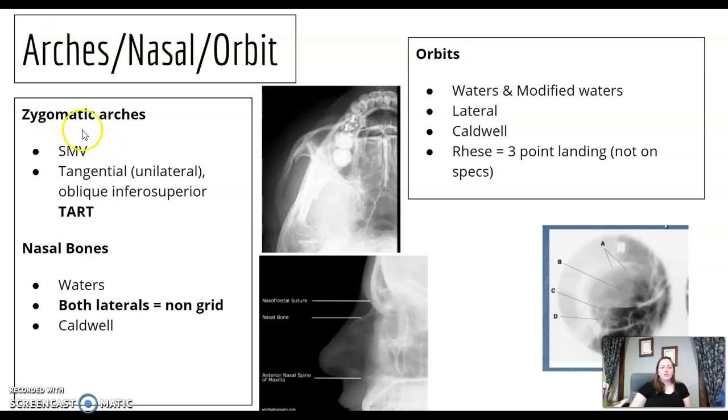Arches, nasal bones, orbits. I think you would see very minimal, if any, on this, but it's definitely review. So for the zygomatic arches, you're going to be in that SMV position, and I use TART, so turn away, rotate towards. Nasal bones, Waters, Caldwell, you're going to do both laterals, because remember, both sides of the nasal bone, ideally preferred non-grid, because it's less dense, okay? Orbits, Rhese view, the three-point landing is actually not on the content specs, which is usually the only orbits view that we retain, right? But so very similar to facial bones.